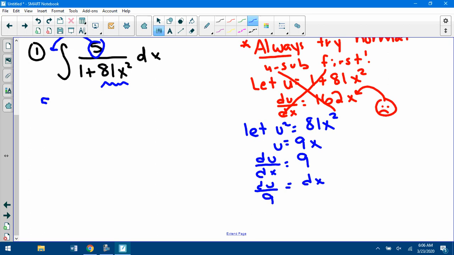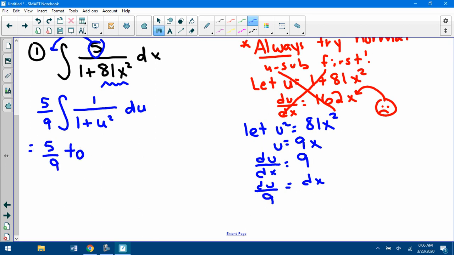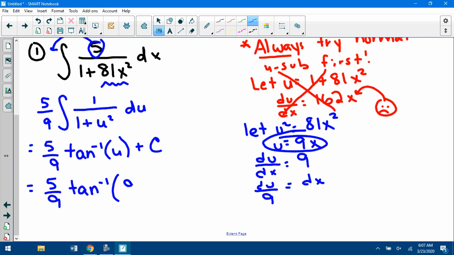So we're going to have the 5 over 9 out front times the integral of 1 over 1 plus 81x squared. Remember, that whole thing is u squared du. There's your tan inverse. So this is 5/9 times tan inverse of u. Don't forget your plus c when there's no bounds. And plug in u. 5/9 tan inverse of u, which was 9x, not 81x squared, plus c.